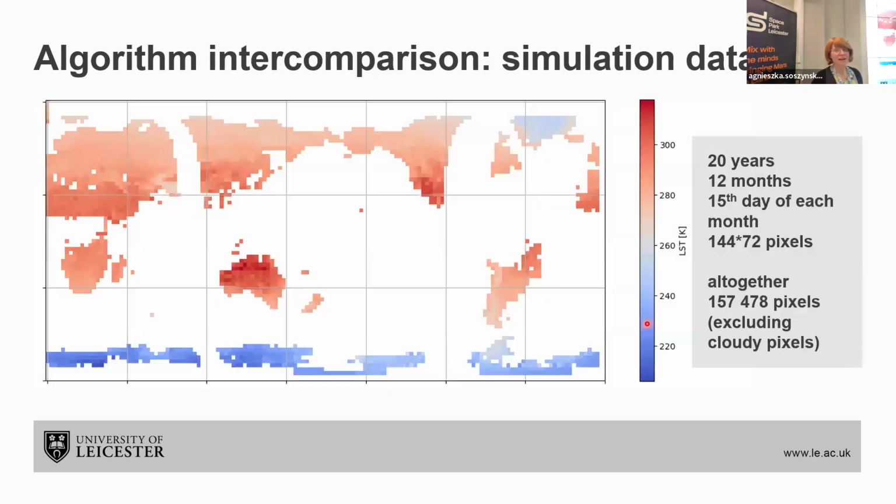But we have conducted such an exercise. We have done that within the works for the LSTM future mission of ESA. And for that, well, Mike was also the main researcher. We prepared a simulation database containing all of these inputs, 20 years, each month of the year, 1 day per month, pixels, as you can see here. The input data was based on ERA5 and other sources, altogether almost 160,000 pixels. So this is just to compare the algorithms on a common basis.